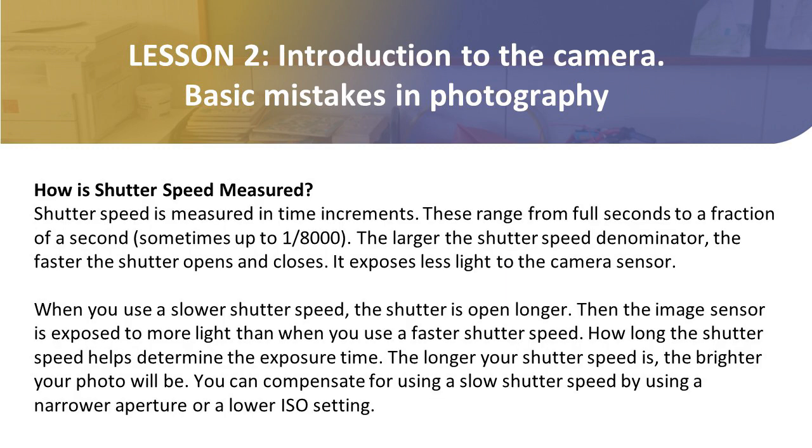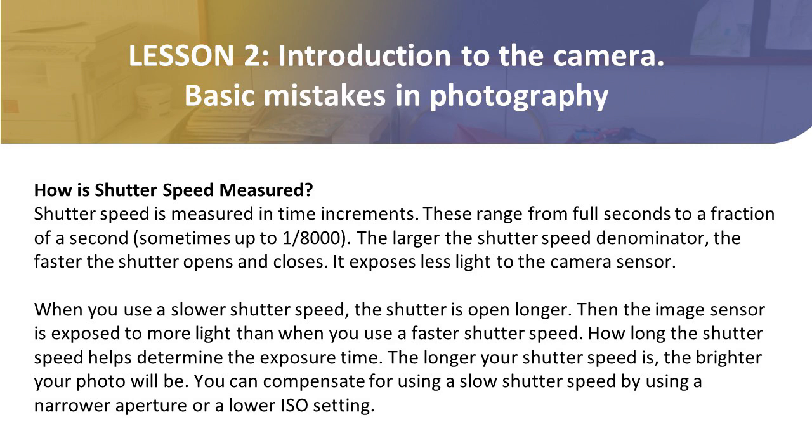Shutter speed. How does one measure shutter speed? Shutter speed is measured, like any other speed, in time increments. So these range from full seconds to a fraction of a second. So this can be sometimes 1/8,000. That's pretty fast. The larger the shutter speed, the faster the shutter opens and closes.